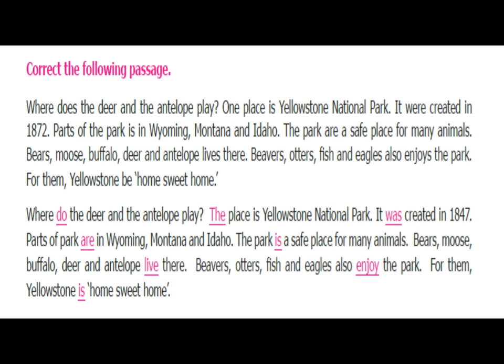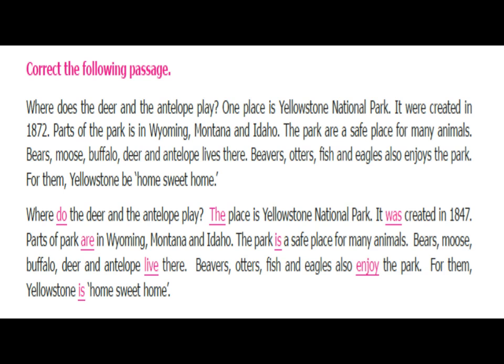Correct the following passage. Where does the deer and the antelope play? One place is Yellowstone National Park. It were created in 1872. Parts of the park is in Wyoming, Montana and Idaho. The park are a safe place for many animals. Bears, moose, buffalo, deer and antelope lives there. Beavers, otters, fish and eagles also enjoys the park. For them, Yellowstone be home sweet home.